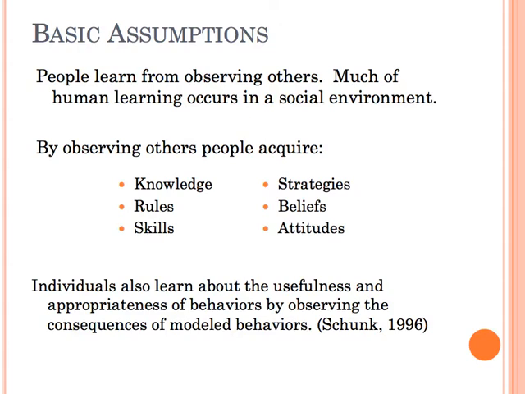So we can decide whether behavior that we observe in a social environment is useful or appropriate by the consequences that we see others receive by using that knowledge. If it's a positive consequence, then we know it's okay if we model that behavior. And conversely, if we see someone get a negative consequence for using a new set of knowledge or a new strategy, we understand that that's not appropriate and we don't need to mimic that.